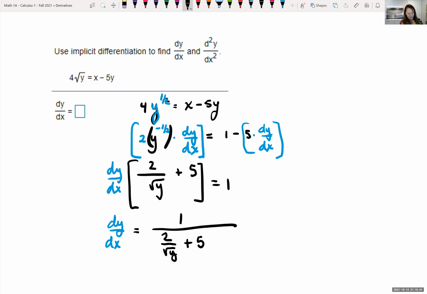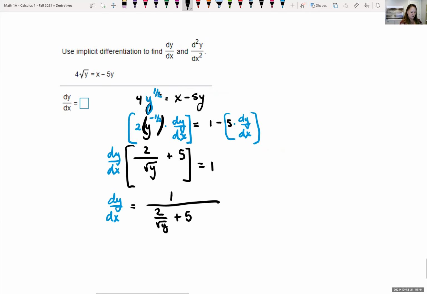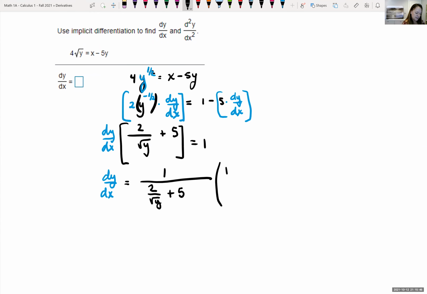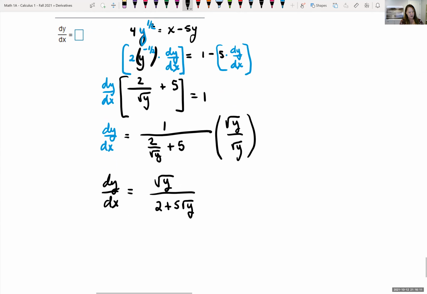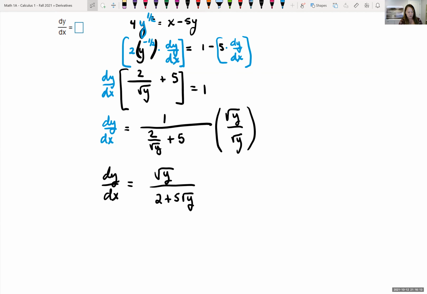Well, let's clean it up. I don't like fractions within fractions. We can get rid of that by multiplying top and bottom by the square root of y over the square root of y. So this gives me dy/dx equals the square root of y all over 2 plus 5 square roots of y. I'm not sure if they went further and got rid of the square roots of y in the denominator by multiplying by the conjugate, but I don't want to do that right now.